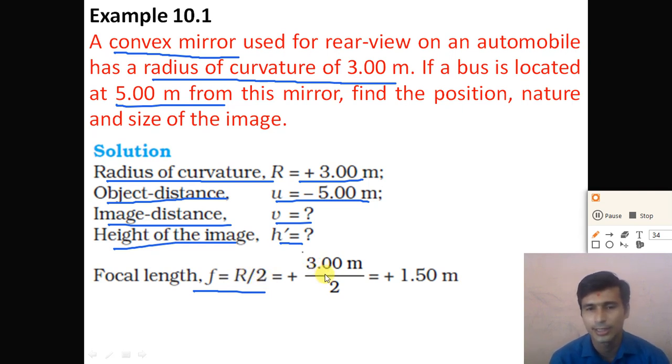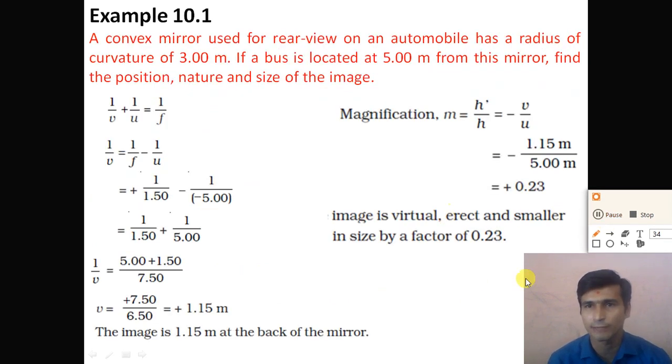So 3.00, that means 3 meter divided by 2, we get the focal length of the convex mirror as 1.5 meter. So from the radius of curvature, we first calculate the focal length of the mirror. Understand, dear student, what is the first step? From the radius of curvature, we first calculate the focal length. Here the radius of curvature is 3 meter, the focal length is 3 divided by 2, we get 1.5 meter.